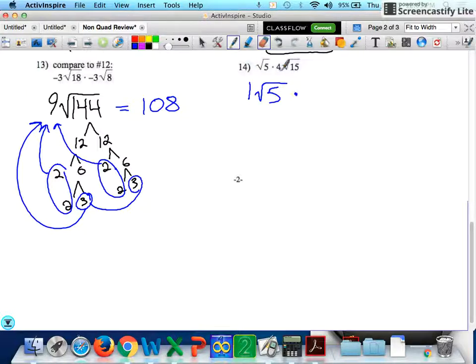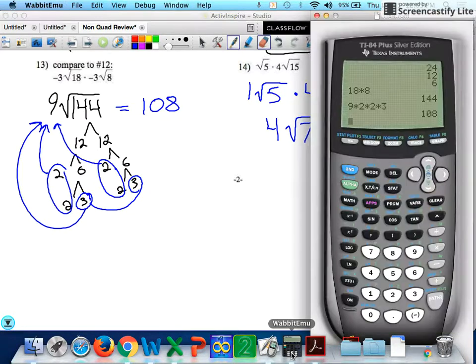of 5. But this second piece already has an outside number and an inside number, so you don't have to rewrite it. So we haven't done the problem yet. We've just rewritten it so that we can see outside times outside, which is 4, and inside times inside, which is 75. Okay, double check that.